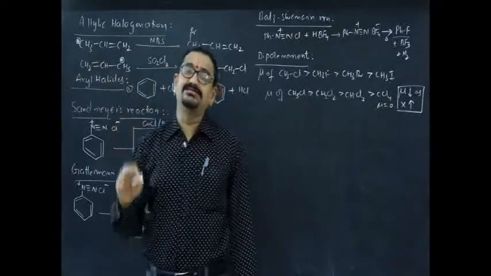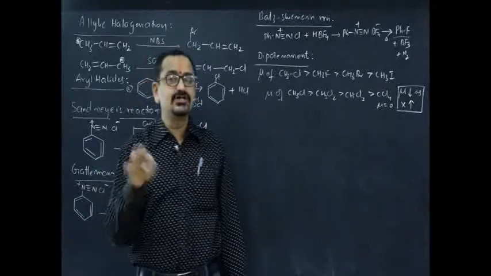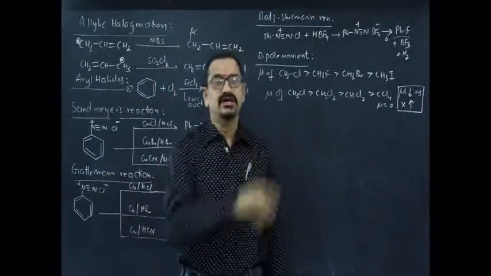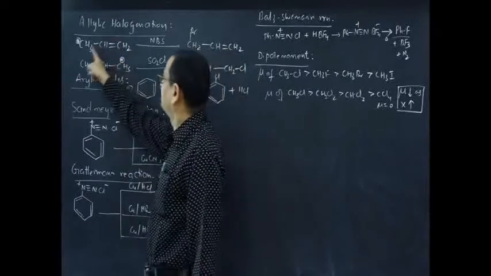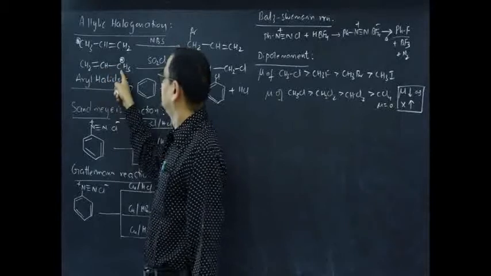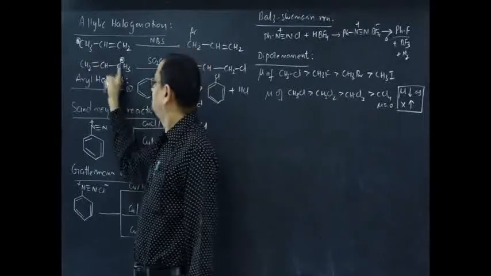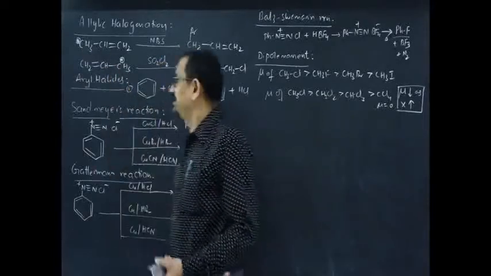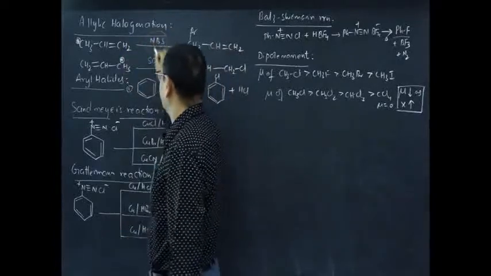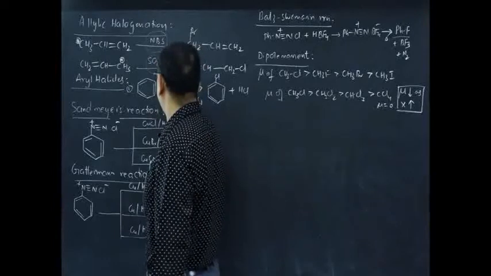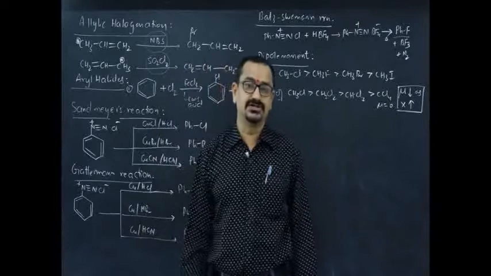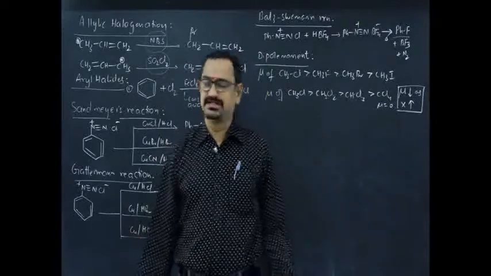Allyl carbon means sp3 hybridized carbon next to sp2 carbon. This is sp2 carbon next to sp3 hybridized carbon. So, these two carbons can be taken as allyl carbons, right. And allylic halogenating agents are N-bromosuccinimide, sulfuryl chloride, and even chlorine at high temperature can be taken as allylic halogenation, chlorine at high temperatures.